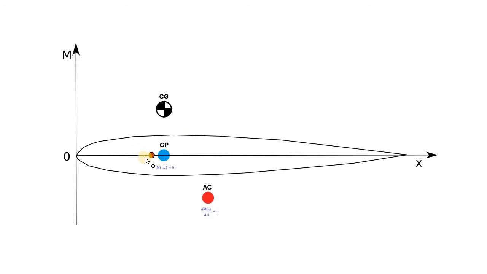Okay. So the position of those two points is defined by the properties of the airfoil. Different airfoils are going to have different positions of the center of pressure and the aerodynamic center points. And also, if you change the angle of attack, we're going to have different positions for those points as well. So the center of pressure is going to shift a bit from left to right.